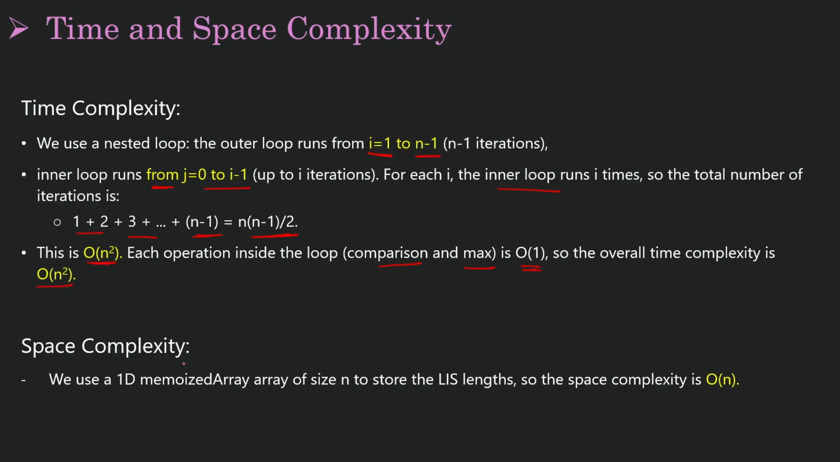Space complexity. We use a one-dimensional memoized array of size n to store the LIS lengths, so the space complexity is O of n. Note on optimization. There's a more advanced solution using binary search that reduces the time complexity to O of n log n. It maintains an array of the smallest possible values for each LIS length and uses binary search to update it. We won't cover it today, but it's a great follow-up topic.